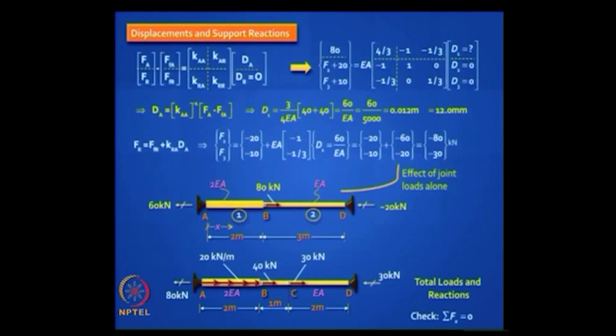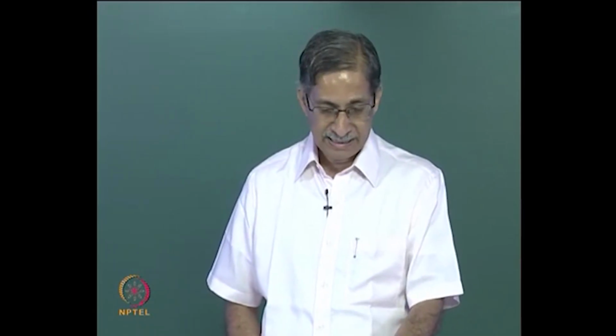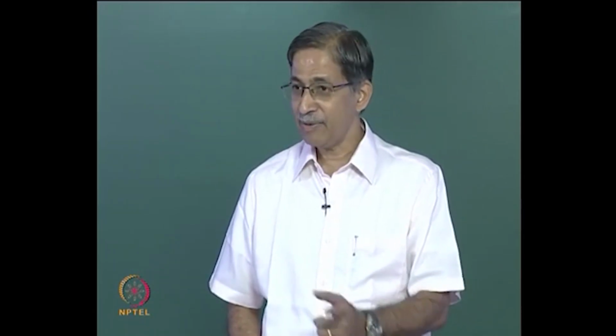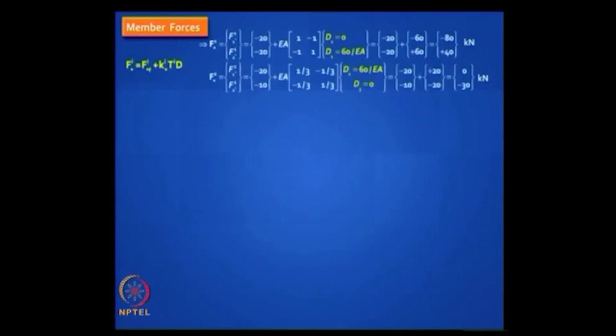What is left now? You are almost done. You need to find the internal forces. How do you do that? Fixed end forces plus Ki Ti times D. You have to be careful about D, I will explain how. You have the fixed end forces, you remember we calculated minus 20, minus 20, minus 20, minus 10. But remember you have to put the linking displacements. Here you have to put d2 and d1, and here you have to put d1 and d3. That is the only thing you need to be careful about.